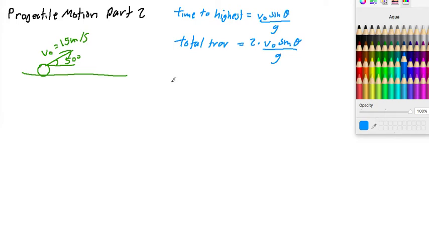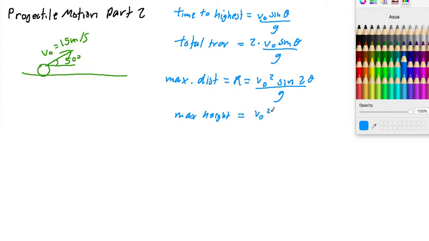Now our maximum distance traveled, which is also known as our range, is going to be v0 squared times sine of 2 theta over g, and our maximum height is going to be v0 squared times sine theta squared over 2g. Alright, so now based on that, let's plug in the numbers and go ahead and find each one of them.